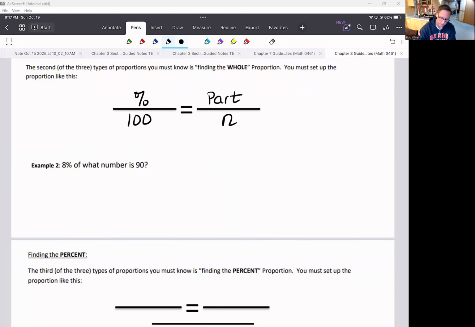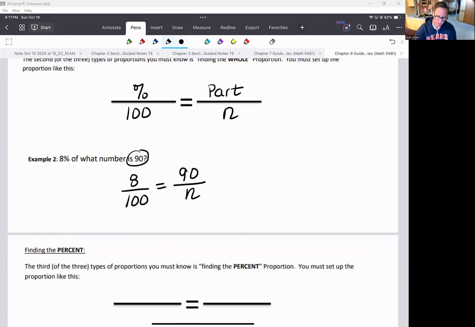In this next example, we have 8% of what number is 90? So the percent side is going to be 8 over 100 because we know what the percent is, 8%, 8 hundredths. Is 90, is indicating that's the part. So 90 over n. Now just cross multiply here. So 8 times n, and then 100 times 90. So 8 times n is 8n, and then 100 times 90 is 9,000.